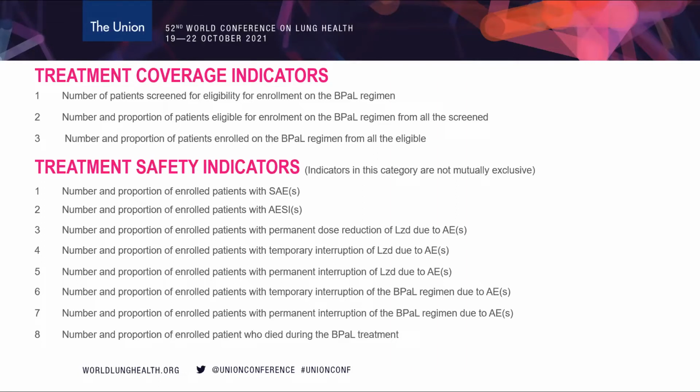Then we have treatment safety monitoring. I mentioned it earlier in this presentation. We monitor three types of adverse events. The one which results in dose modification or regimen interruption. Another one is adverse events of special interest, and serious adverse events. So we have 8 indicators for that.